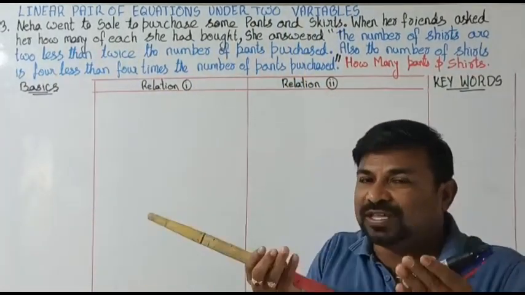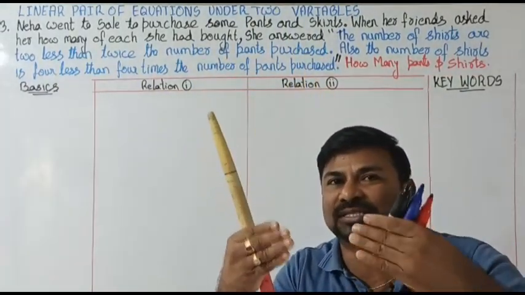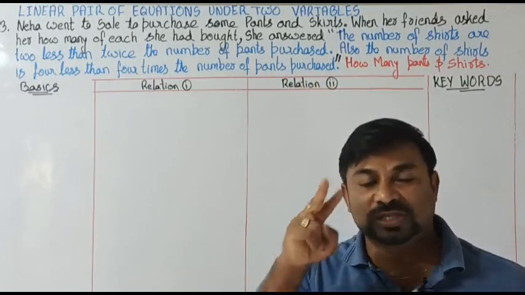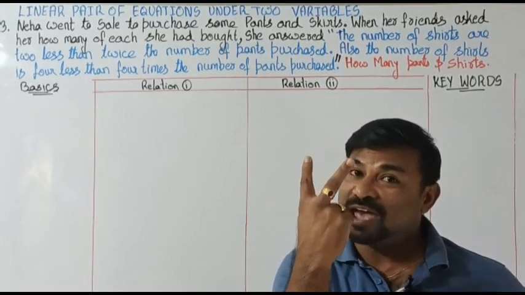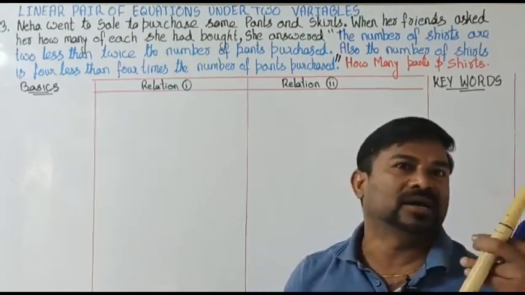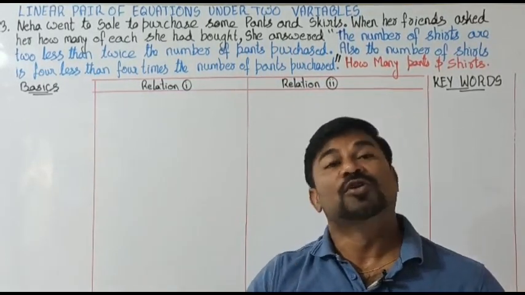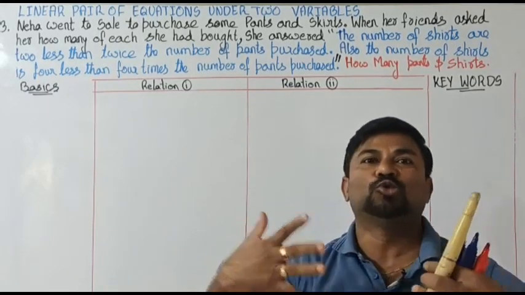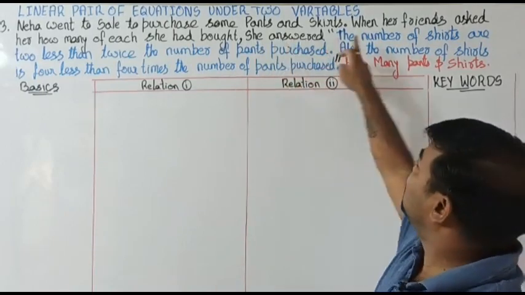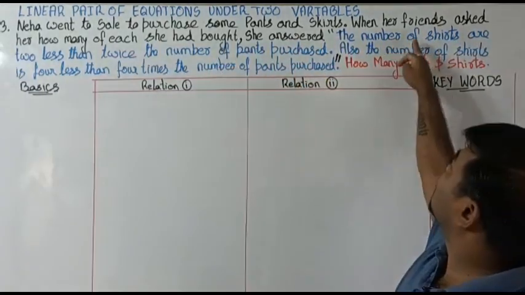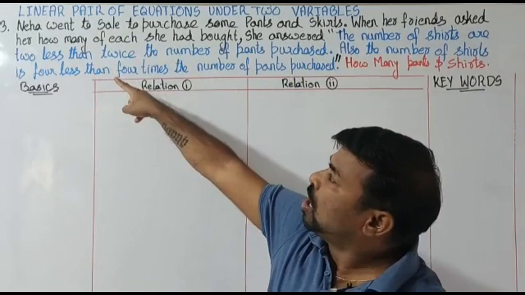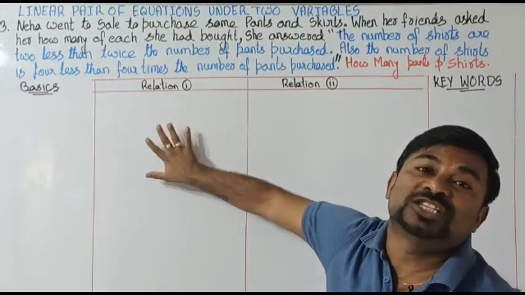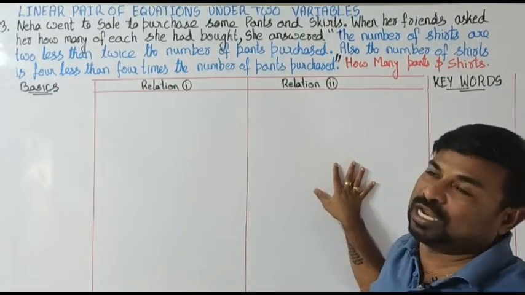So she has given one relation between pants and skirts. But as I said, this is a linear pair of equations under two variables. When we have two unknowns, pants and skirts, we definitely need two equations, two sets of relations. The relation she has given, the number of skirts is 2 less than twice the number of pants purchased, let us call relation 1. But we need one more relation.